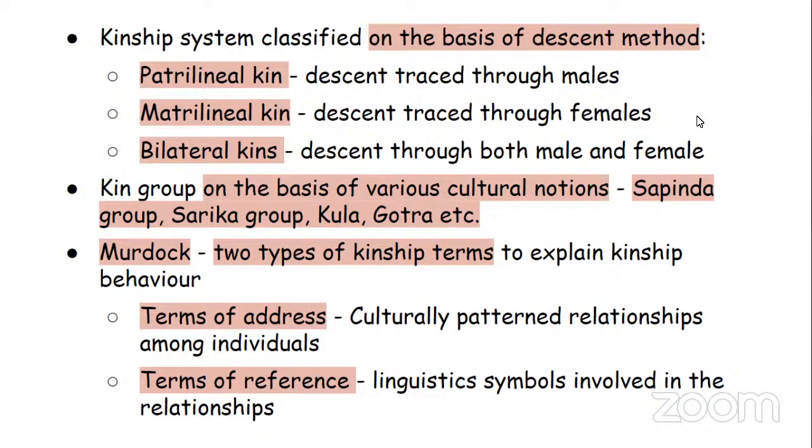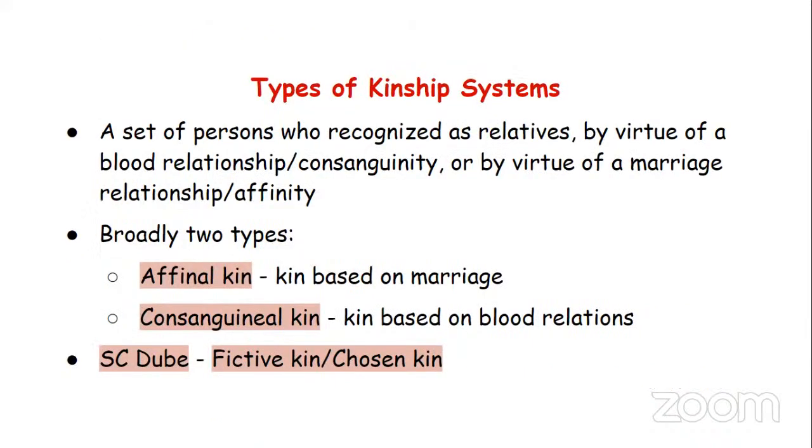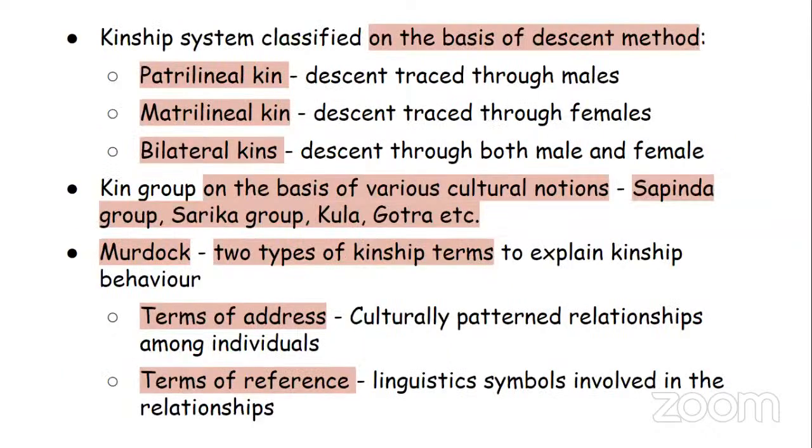Kinship systems can also be classified on the basis of descent method. Kinship systems in India are classified based on different methods. Broadly, they are classified into two, like in every other society: affinal kin and consanguineal kin. Then kinship systems in India can be classified on the basis of descent method into three types: patrilineal kin, matrilineal kin, and bilateral kin.